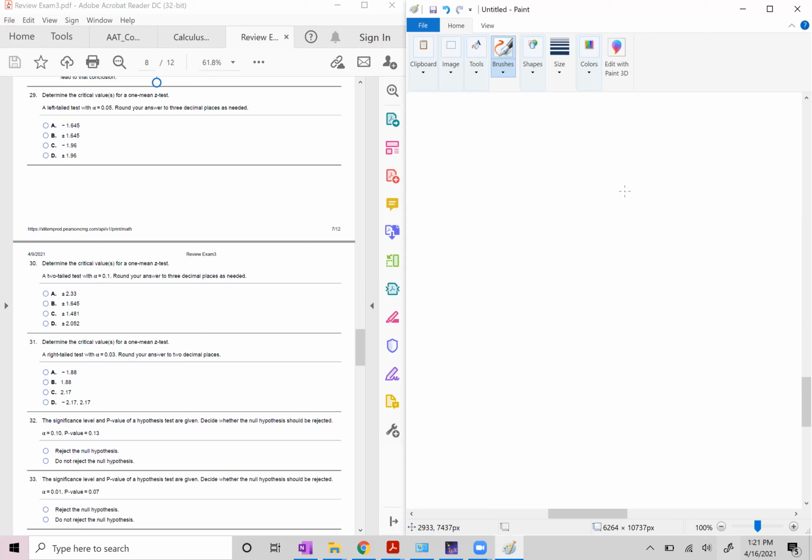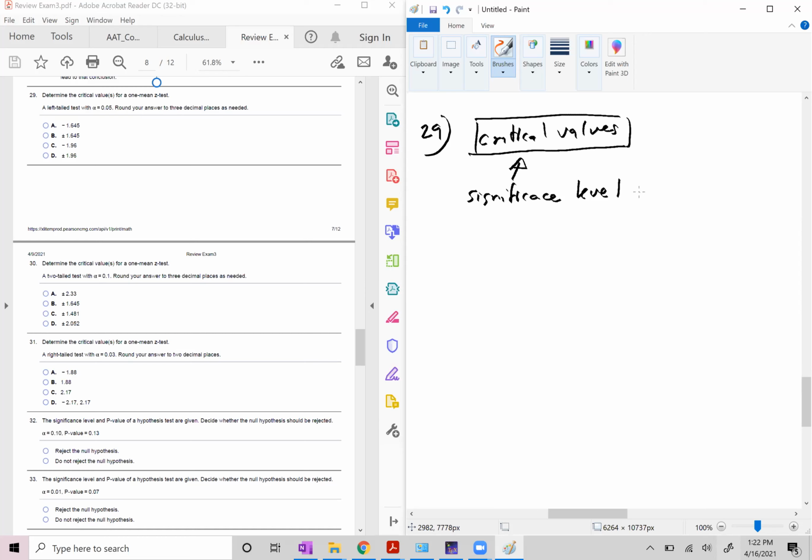Question 29: determine the critical value for a one mean z-test. A left tail test with alpha 0.05. Round your answer to 3 decimal places. Now, how do we find these critical values? The critical value is the starting point of the critical region, that means the rejection region for the null hypothesis. Now, this value is based on the significance level given in the question. Significance level is nothing but alpha.